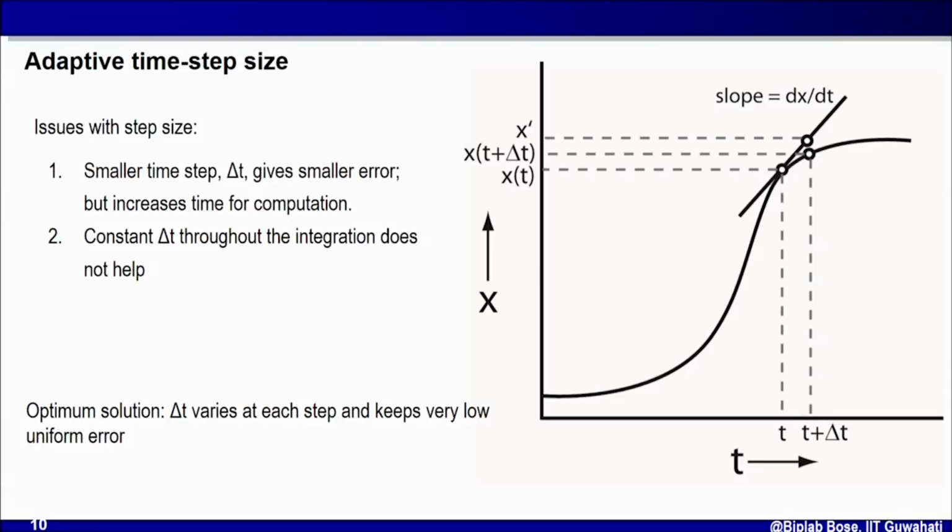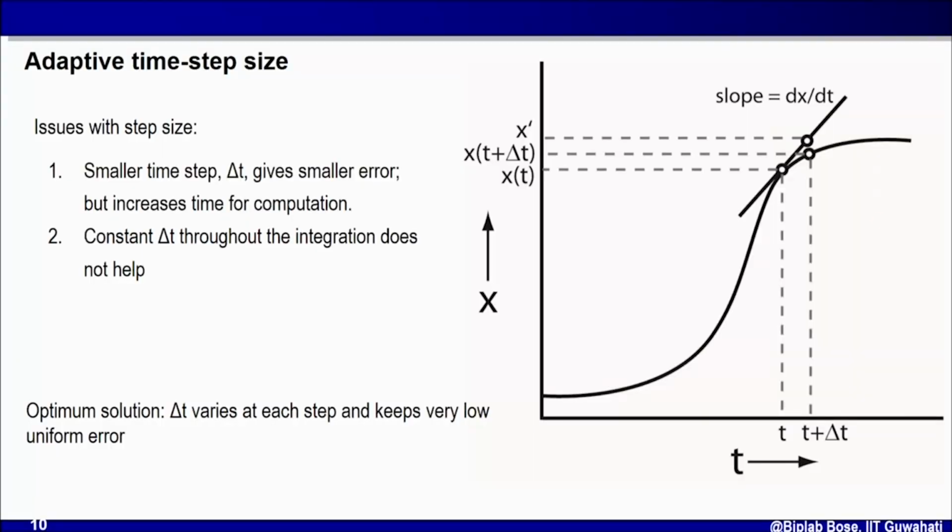Now, there is another issue. In this whole algorithm, whether it is the Euler's method or the Runge-Kutta method, if you have noticed, I have used a fixed value of delta t for my whole calculation. But look at this graph shown in this slide. The same plot for the spread of infectious disease model that we have.